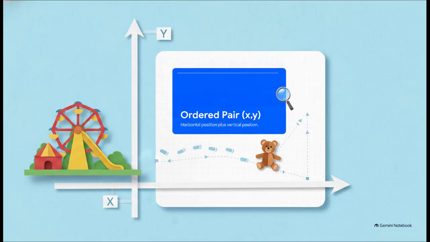Because one single number wasn't enough, we now use 2 numbers to find our toy. We call this an ordered pair. It's usually written like a little tag with 2 numbers inside parentheses. It works perfectly because the first number, x, tells you exactly how many steps to walk sideways, and the second number, y, tells you how many steps to walk up or down. Think of it like a set of game instructions.